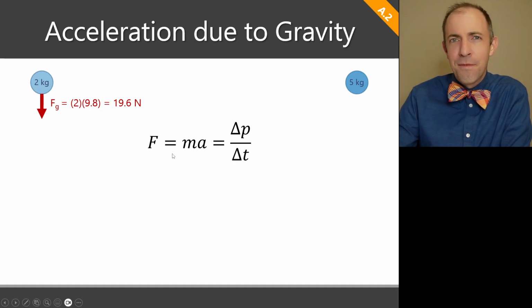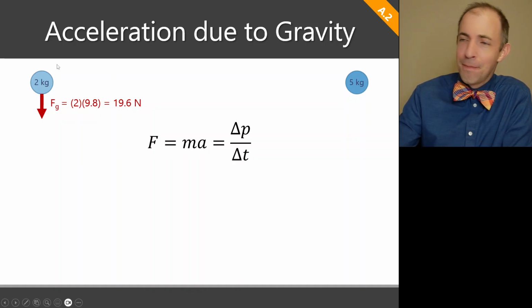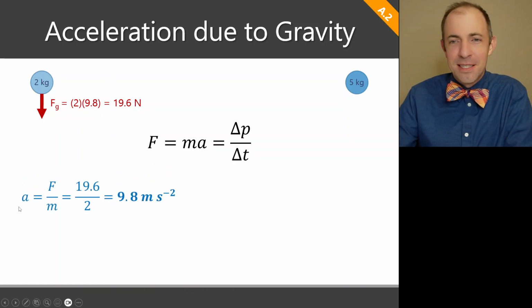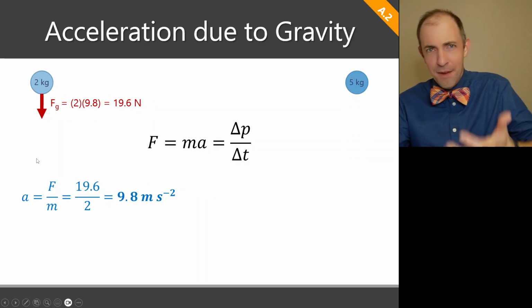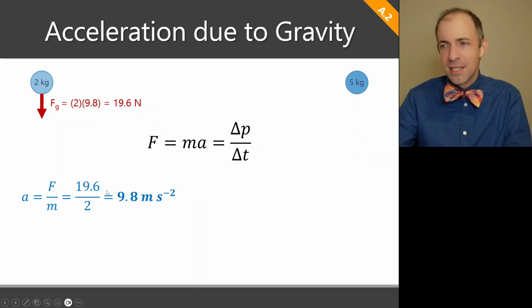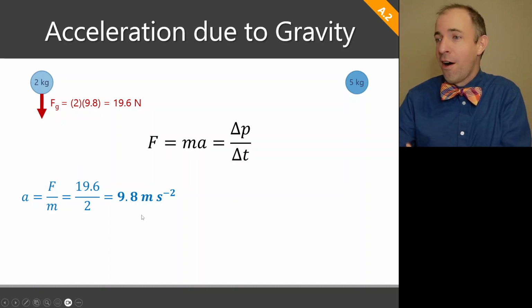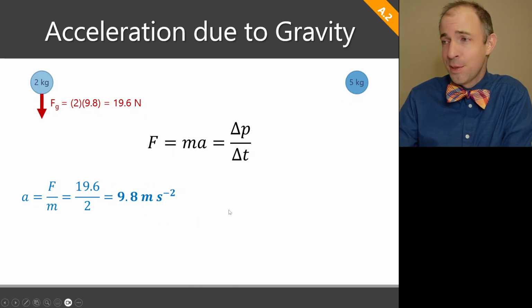Now I also know that force is equal to mass times acceleration. This is a net force, but if this is the only force, it is the net force already. And I can rearrange that and say the acceleration is just the net force divided by the mass, 19.6 divided by 2, we're back at 9.8 meters per second squared. So this 2 kilogram object, if I drop it, should fall at an acceleration of 9.8 meters per second squared.